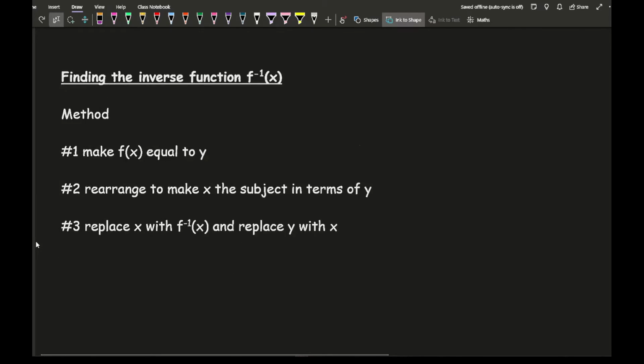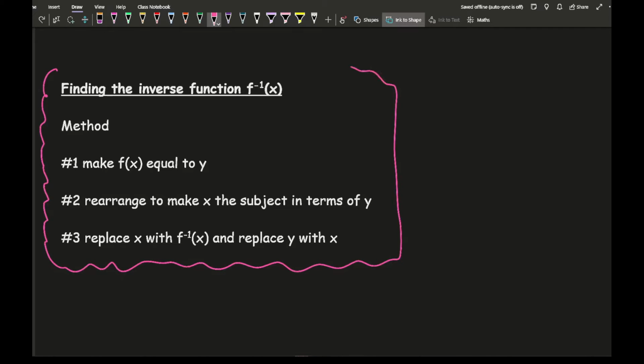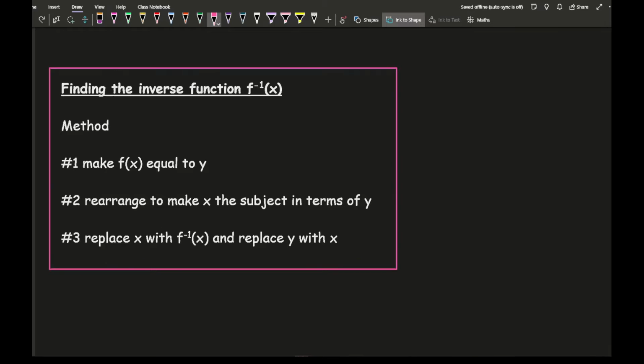Now, in terms of the method of finding the inverse function of x, although this method isn't really set in stone, I would say it's a really good indicator and a good start of getting the 3 possible marks for working this out. If none of these steps make any sense, do not worry. When we go through some examples, hopefully it will, but I'll be referring to these 3 steps when we're actually trying to find the inverse function.